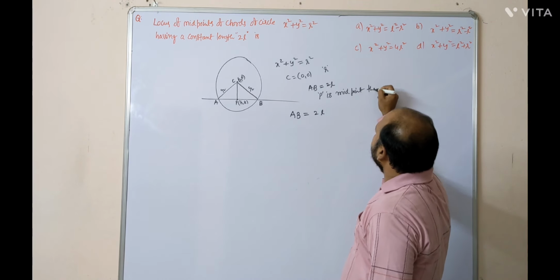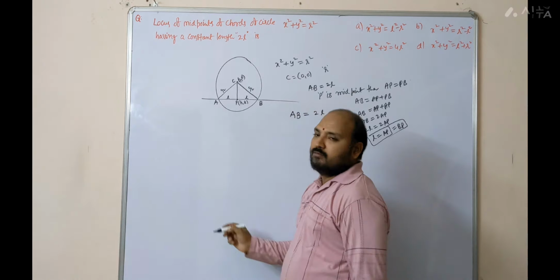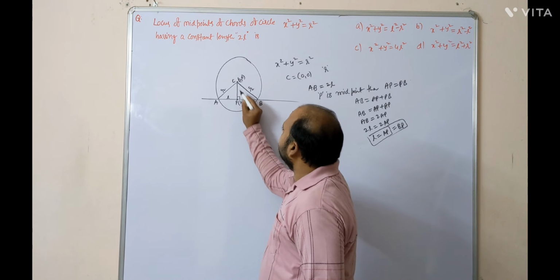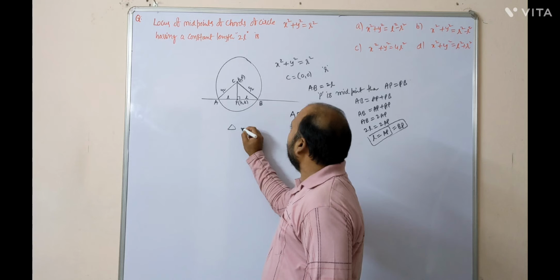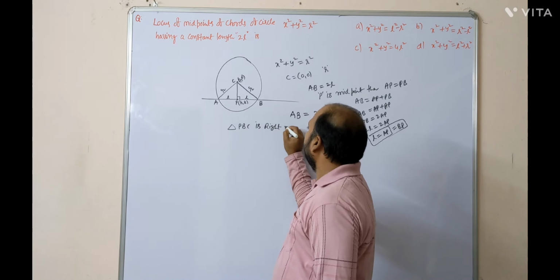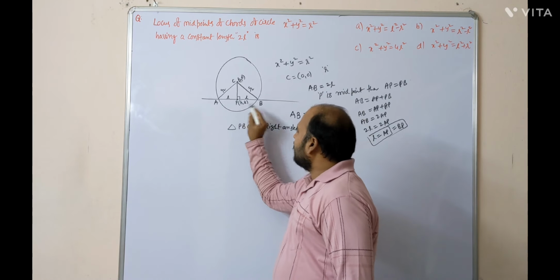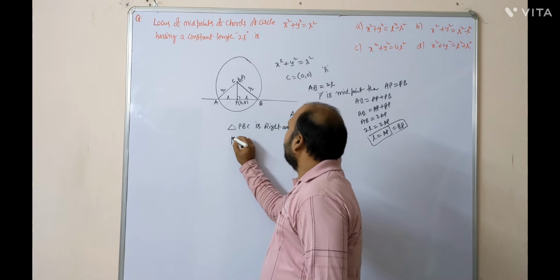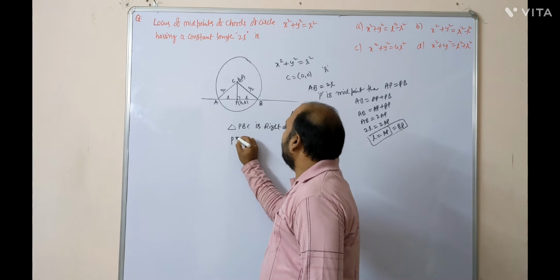So we got the AP value, and BP is also the same, equal to l. From here to here it is l, and from here to here is also l. We observe that this is a right angle triangle. So triangle PBC is right angled, from the figure. If you apply the Pythagoras theorem, PB square plus PC square is equal to CB square. PB means l square, and PC is the distance between these two points.